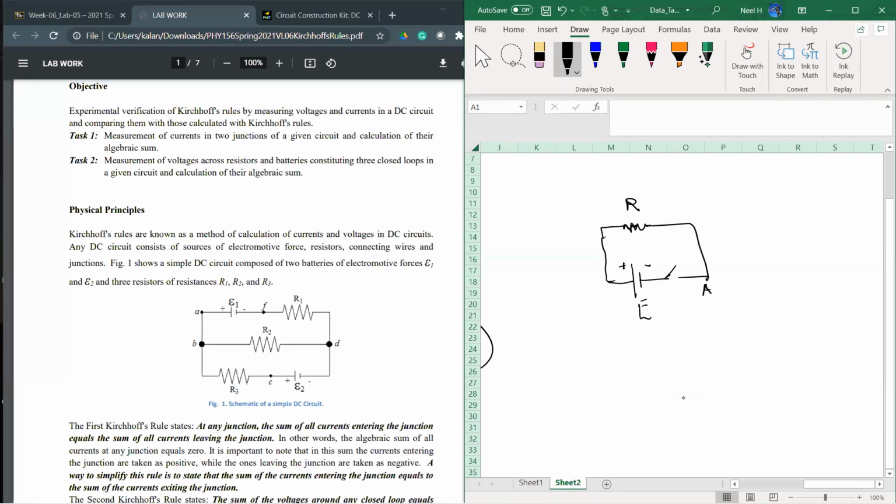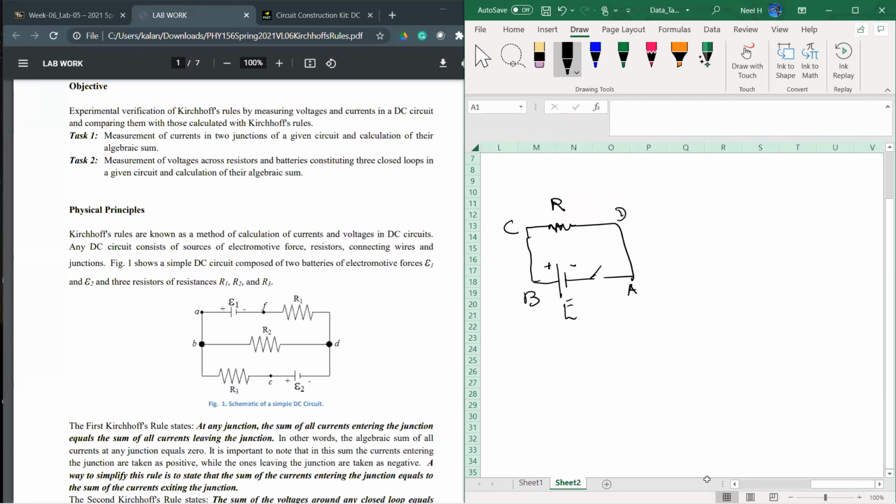Let's consider this point is A, this point is B, this point C, and this point D. Now if I start from point A and move through this loop, that is what we call the loop direction. I'm going to start from A, go to B, then B to C, then C to D, and then come back to A. You can pick where to start, it doesn't matter. I have to come back to where I started. Then we have a closed loop.